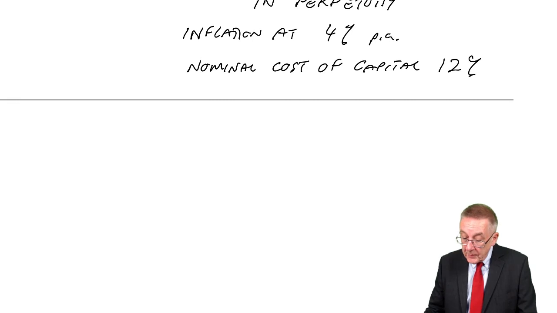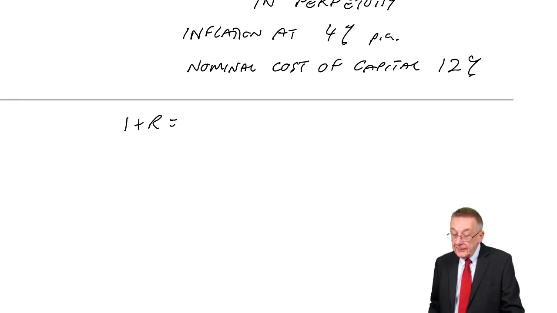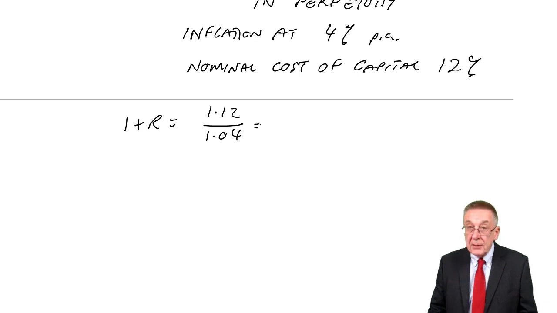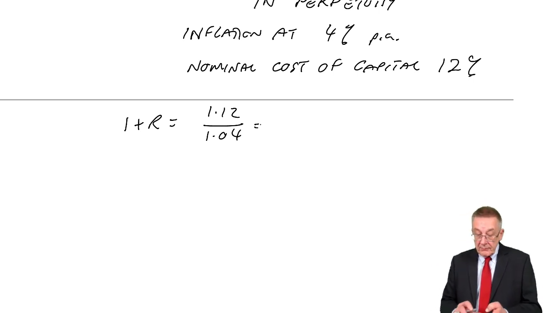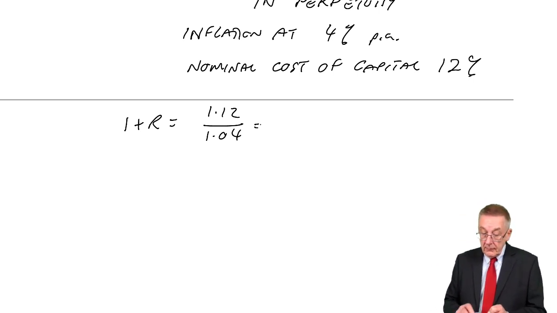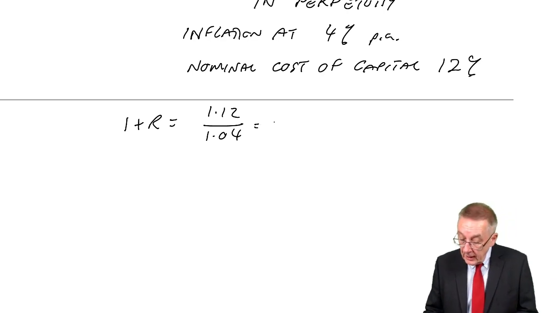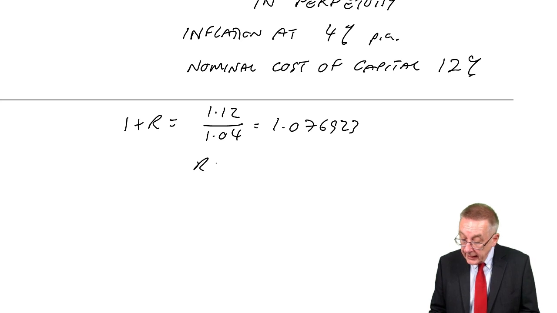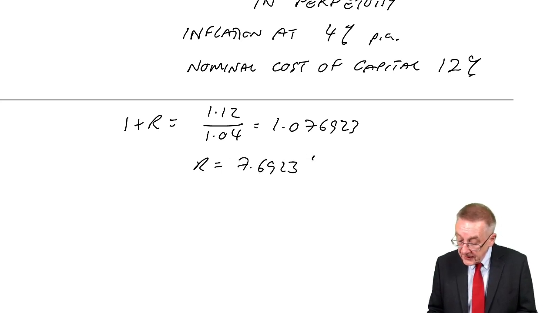You'd have to use that formula and say, well, the real rate, 1 plus R, is equal to the nominal rate, 1.12, over the inflation rate, 1.04. Sorry, 1.12 divided by 1.04 is 1.076923, or R equals 7.6923%.